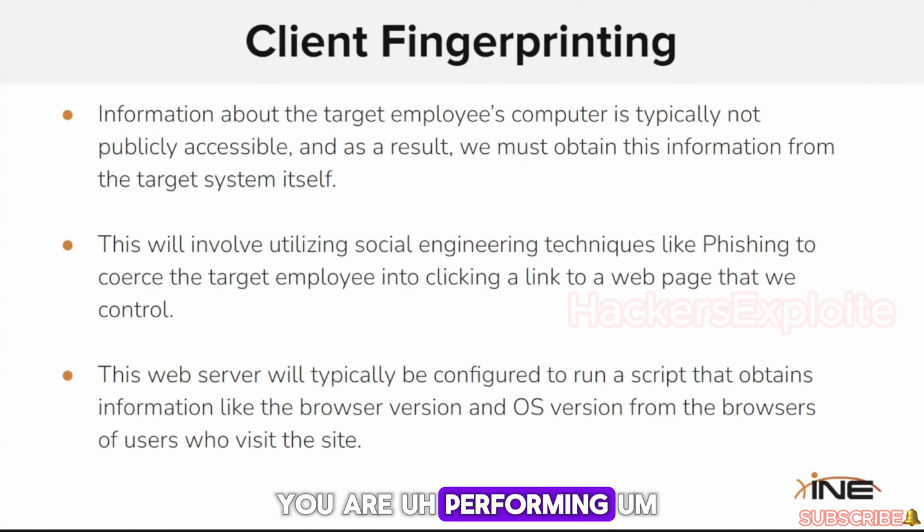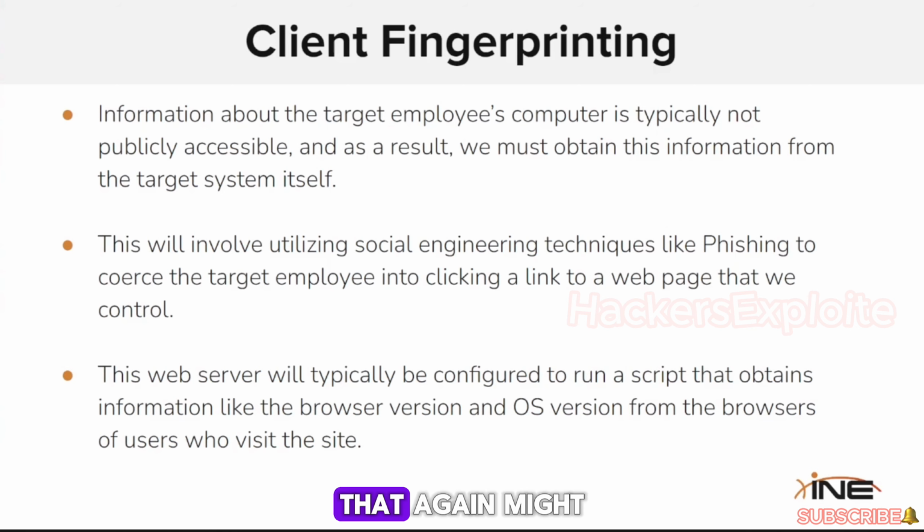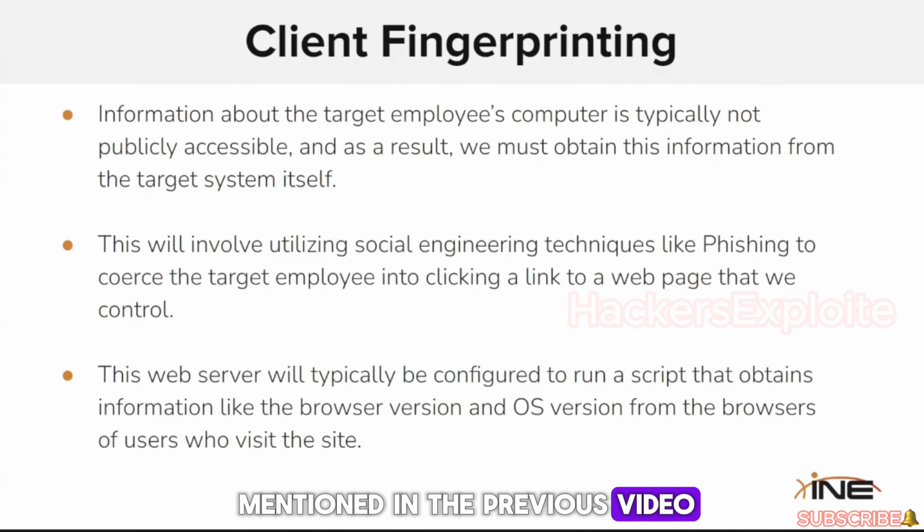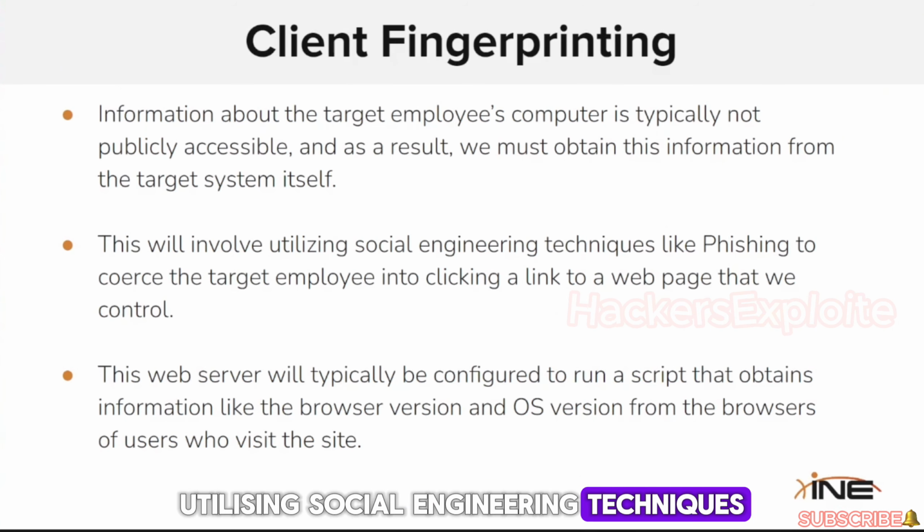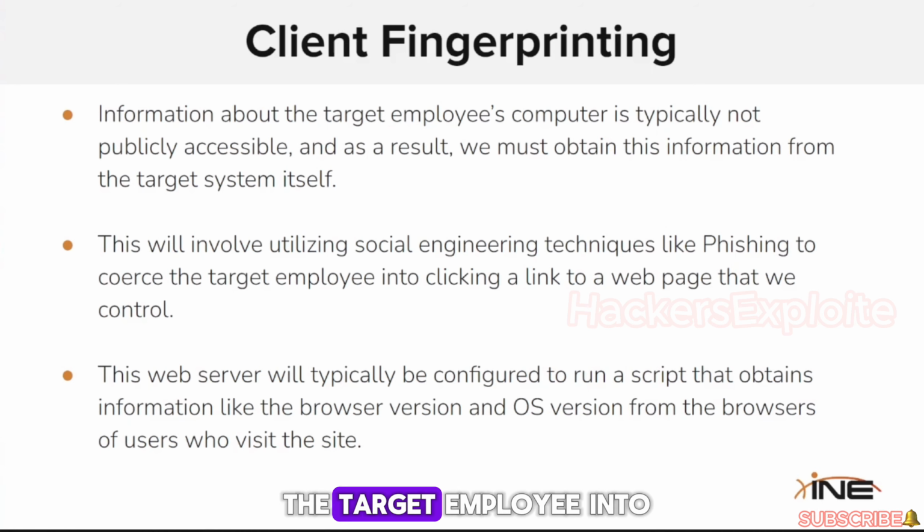because whenever you are performing a red team engagement or a pen test, you need to have this categorization. And remember that once you initiate contact, you need to avoid being suspicious or doing anything that might trigger or make the employee a little bit suspicious of you. As I mentioned in the previous video, this will involve utilizing social engineering techniques like phishing to coerce the target employee into clicking a link to a web page that we control. This is the typical technique used to perform client fingerprinting.